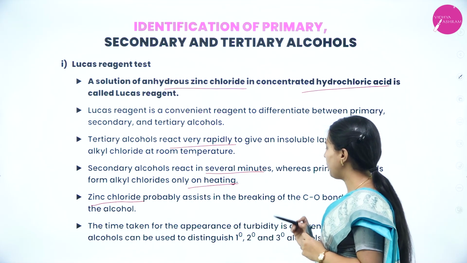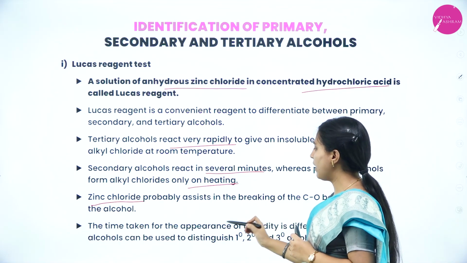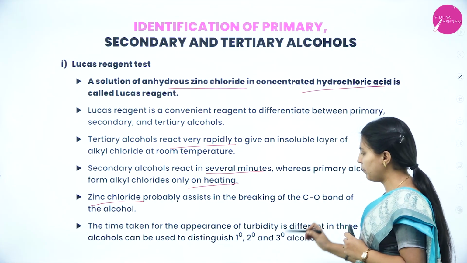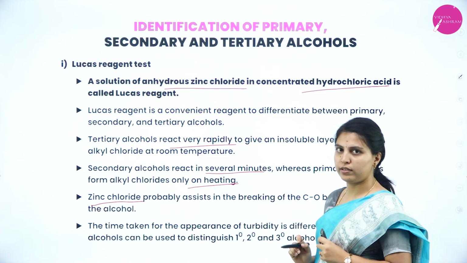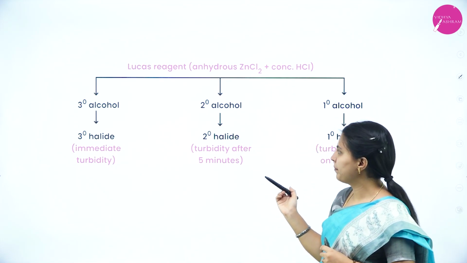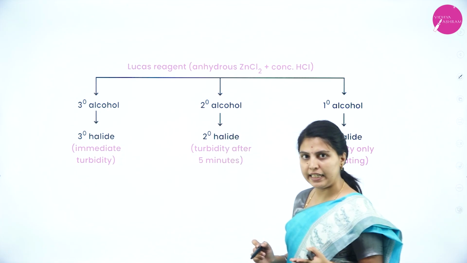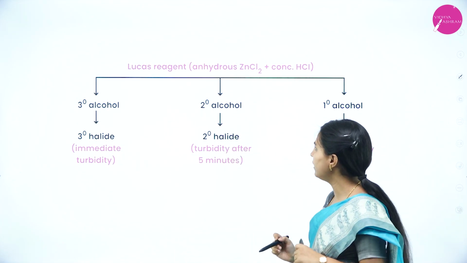The time taken for the appearance of turbidity is different in the three types of alcohols, and it can be used to distinguish primary, secondary and tertiary alcohols. Lucas reagent is anhydrous zinc chloride plus concentrated HCl. In tertiary alcohol, turbidity can be seen immediately. That is the formation of alkyl halide.